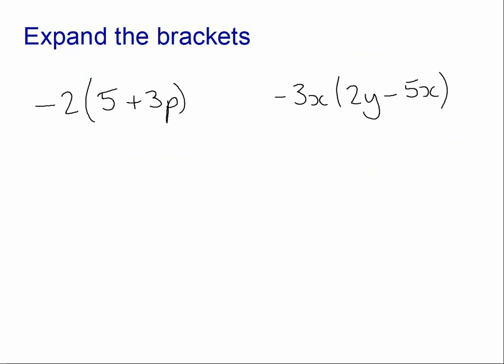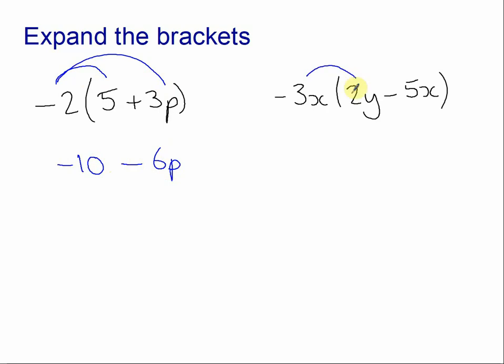It's important you get used to these because in the next video we're going to take it a little bit further than this, so don't think this is too hard for you. But minus 2 times 5 is minus 10. Then we have minus 2 times 3p, which is minus 6p. There's only one letter there, so started off nice just with the minus out the front. It's an easier one. But then we jump to this high-end one here.